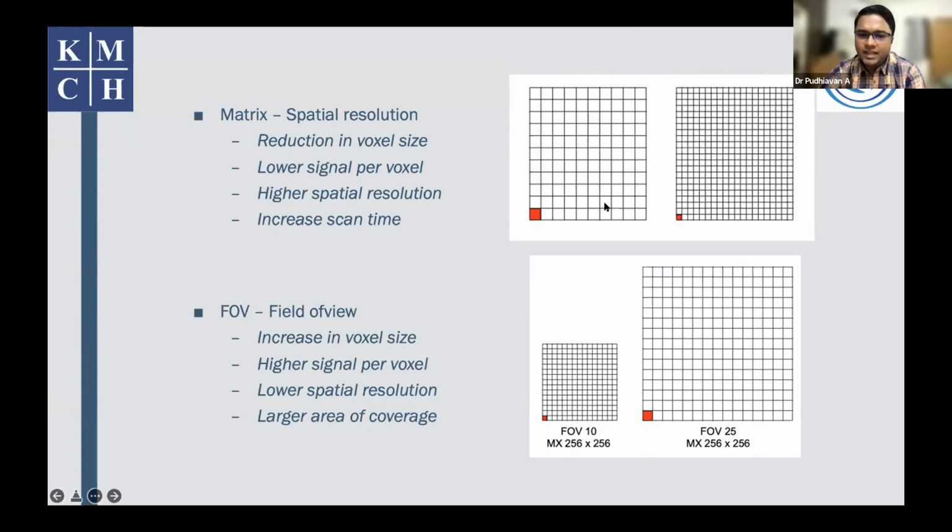Coming to field of view. An increase in field of view without a change in matrix size will obviously increase the voxel size, and it will also produce a higher signal per voxel. However, the spatial resolution of the image will go down. So whenever you are increasing the field of view, the amount of signal that you are obtaining from the image will also increase at the expense of a poorer spatial resolution. If you're not very keen on spatial resolution, then you can just increase the FOV. Otherwise, if you want a good spatial resolution and you want to increase the FOV, then you will have to increase the matrix size also.